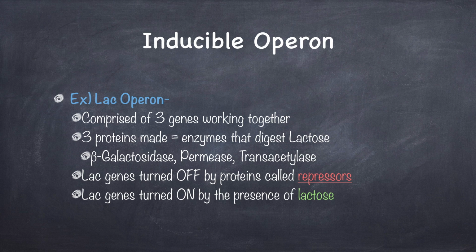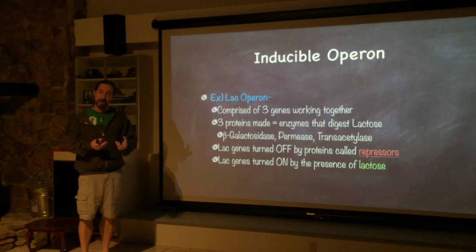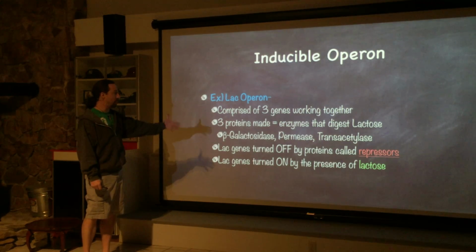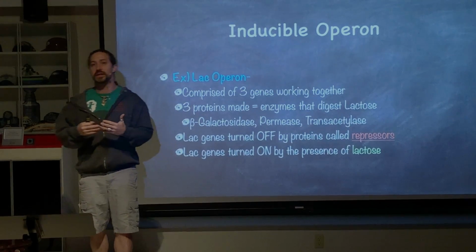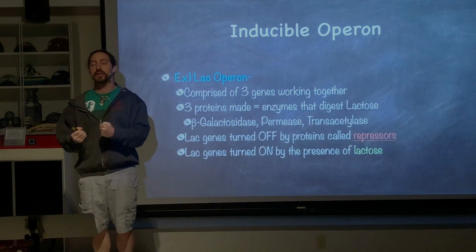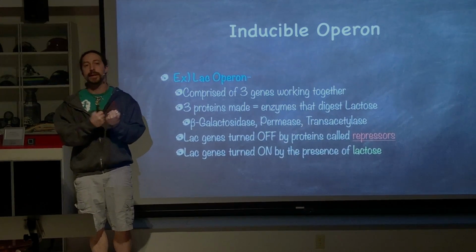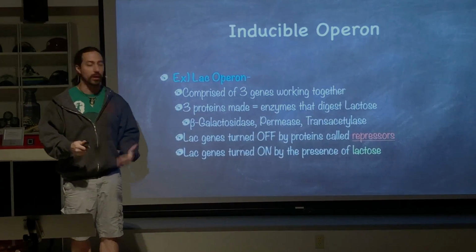The other type of operon is called an inducible operon. In an inducible operon, we're going to be looking specifically at a lactose operon, which is comprised of 3 genes that are all going to work together to make 3 proteins. The lac genes are typically turned off by a repressor protein and are only turned on in the presence of lactose. So this is the exact opposite of the example we just gave with tryptophan, where the presence of tryptophan turned off that operon. In this case, the presence of lactose is going to turn on this operon.